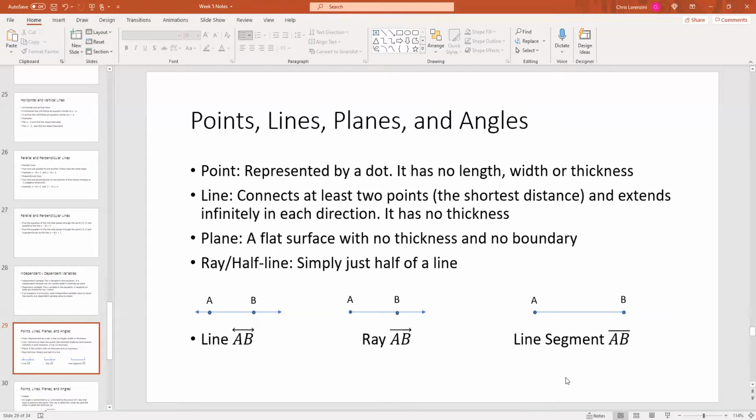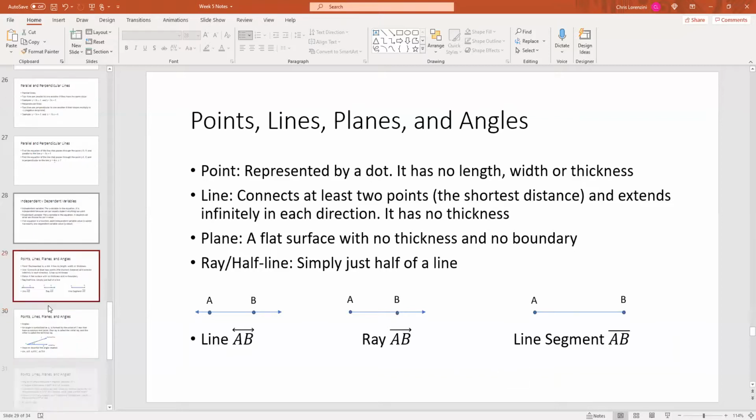And then we have a line segment. A line segment is a segment of a line. It has two terminal points, A and B. So the line segment AB is the line segment that goes to the points A and B and terminates at those points. So just some notation you may or may not see.